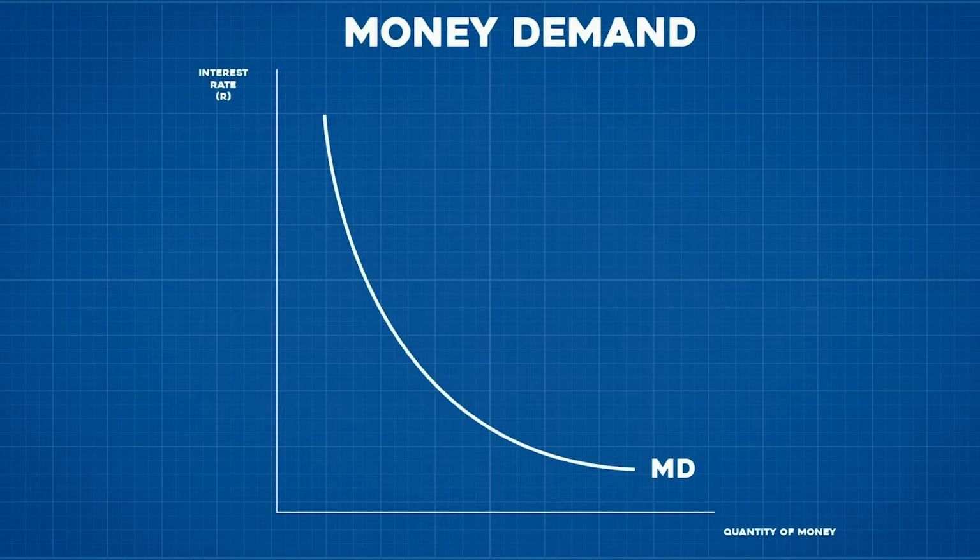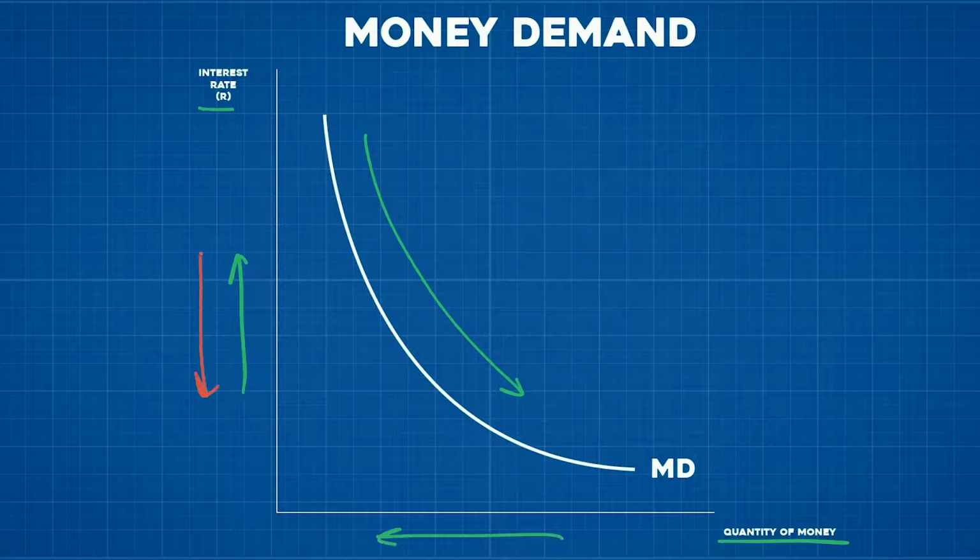A graph. It's graph time. Behold the money demand curve. Now here on our y-axis we've got the interest rate, or R. And on our x-axis we've put the quantity of money. And just like the regular demand curve, the money demand curve is downward sloping. The reason is that as the interest rate rises, the quantity of money demanded decreases, and as the interest rate decreases, the quantity of money demanded increases.